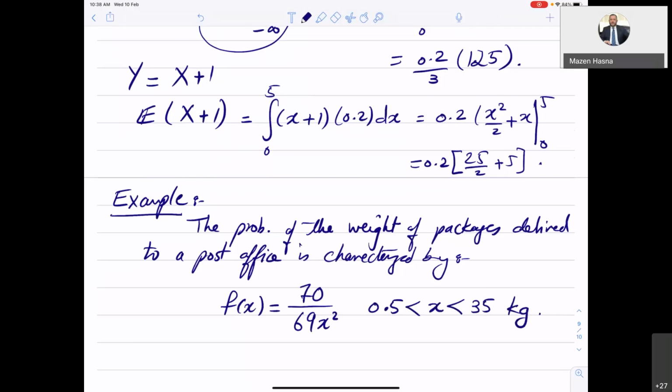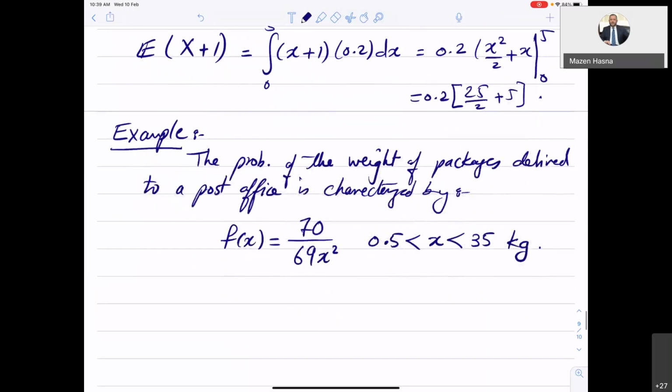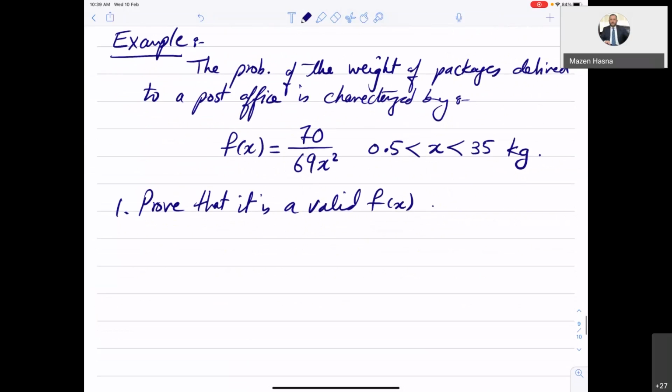So this is the distribution of the function. And then I can ask, let's just lay down how to solve this problem. Maybe you can continue at home. I can ask you, prove that this is a valid f of x. What do you do if I ask you this question? Prove that it's a valid f of x.